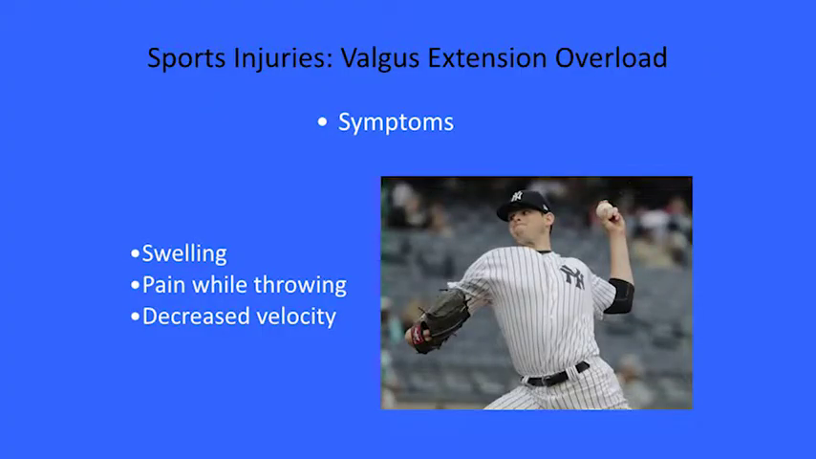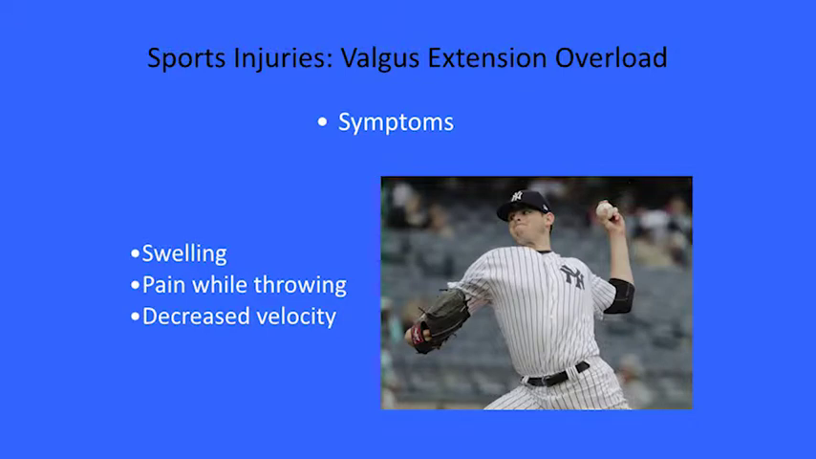And some of these people can't straighten their elbows fully. Some of you may have been pitchers in your younger days, and you come in and your elbow is arthritic. This is part of what can occur and cause problems. Swelling, pain while throwing, and again, decreased velocity is what symptoms you might notice.